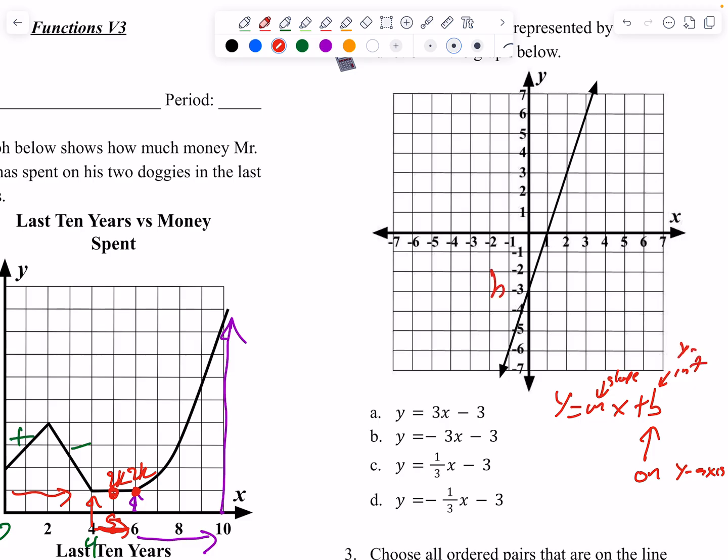So where's my b? My b is -3. So what's my slope? My slope is rise over run. So let's pick 2 lattice points. So that one and that one. And it looks like I got 3 over 1. So my m equals rise over run, which is just 3. And it can't be negative. It can't be a third. So my answer is A. So this one's pretty chill, okay?